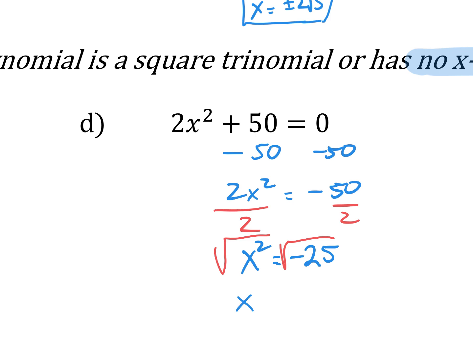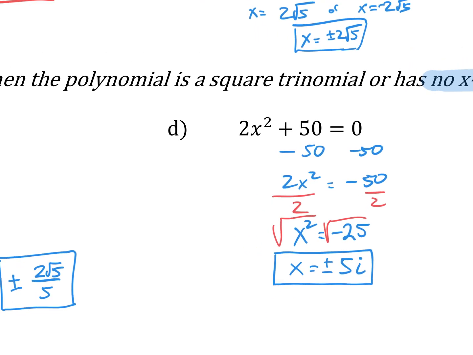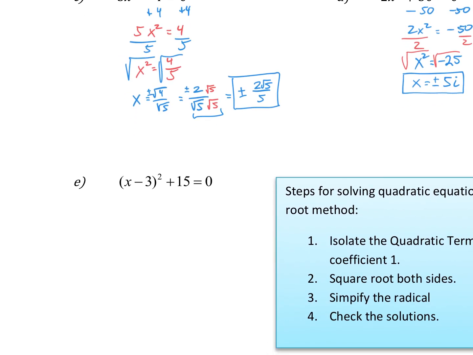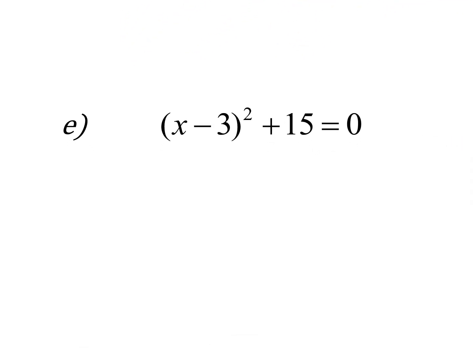And that gives us x equals, now it's a negative, so remember, that gives us an i. So the square root of 25 we know is 5. And because it's negative, we need to make it imaginary, i. But we still need to make it a plus or minus. So we have plus or minus 5i. So an imaginary solution here. Okay? So we can get a rational number like we did over here, or we can get an imaginary number like we just did on that last example.